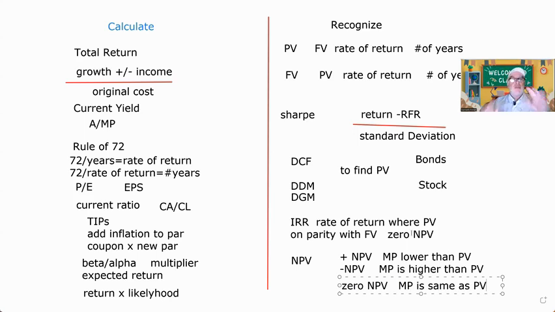Okay. So again, the left side is what you actually have to do. The right side is kind of, you just have to recognize them. This is for the Series 65 and 66. Super quick, super fast. I just wanted to give it because in the class, I did it with my Friday night class.